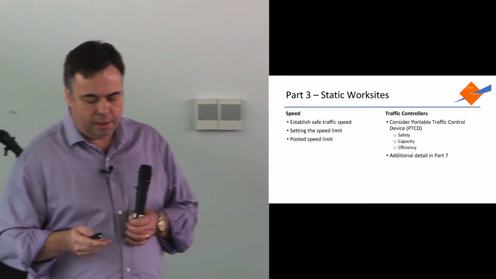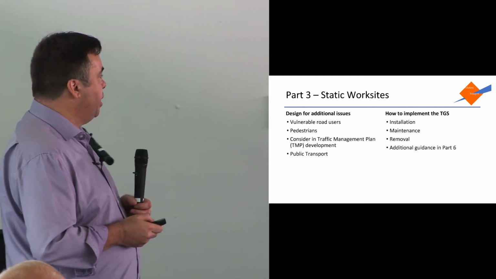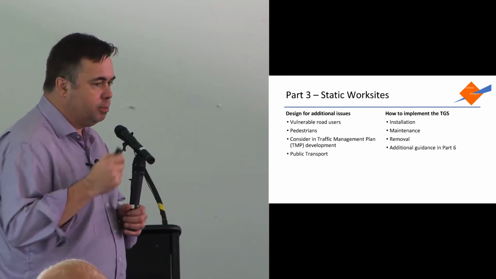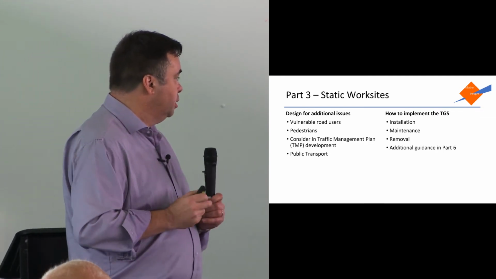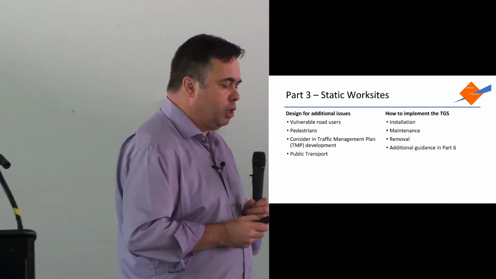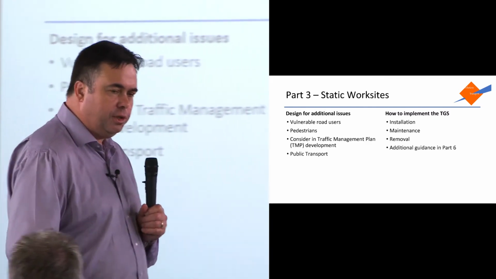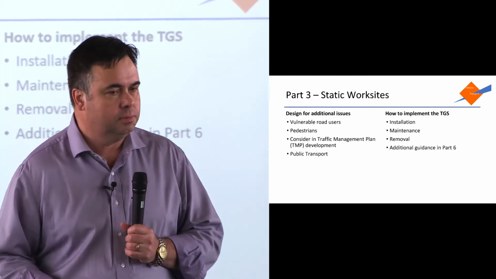There's much more detail on traffic controllers in part 7. There's also information about how to design for additional issues, vulnerable road users, pedestrians and so forth, and also to consider public transport. Another of the big issues I want to talk about is that the designer should think about how the traffic guidance scheme will be installed.